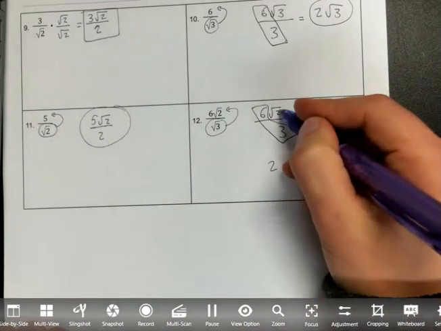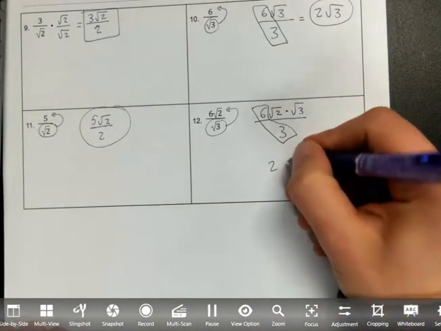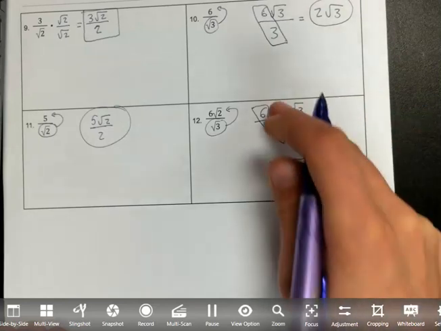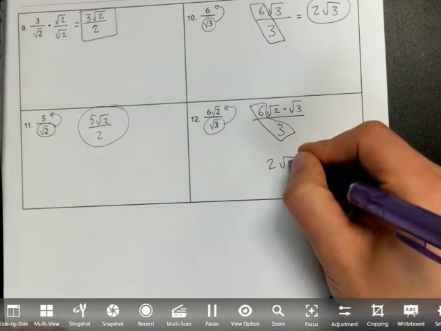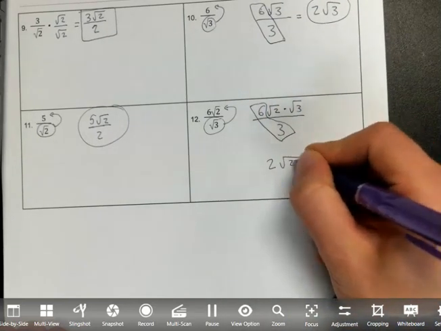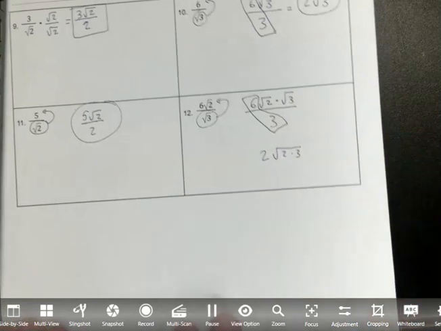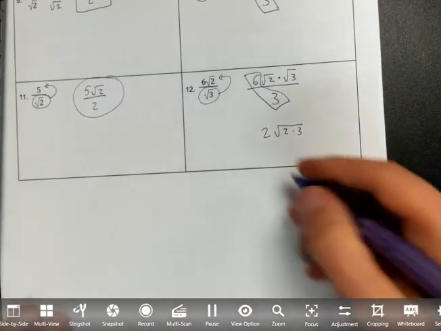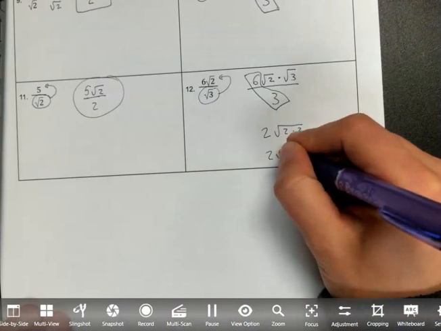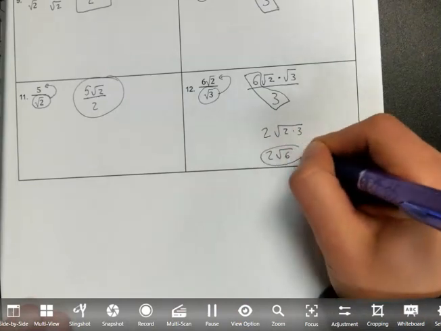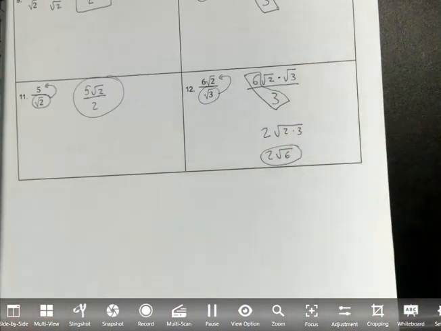We're done with that. Now inside the box, I got 2 and 3. So I'm going to go ahead and multiply the 2 and the 3 both inside the box. I just moved them inside one box, right? And I get 2 square root of 6. Okay. And that's that.